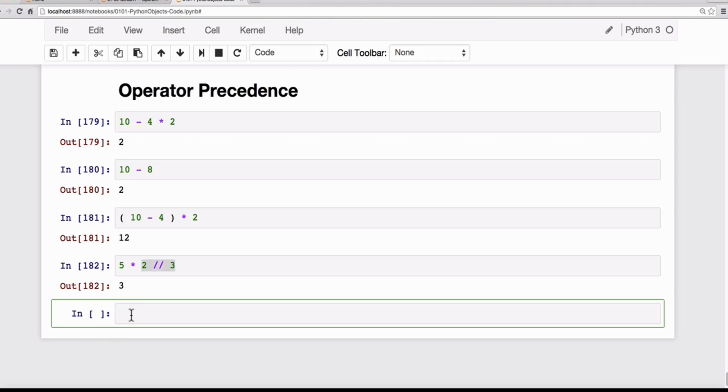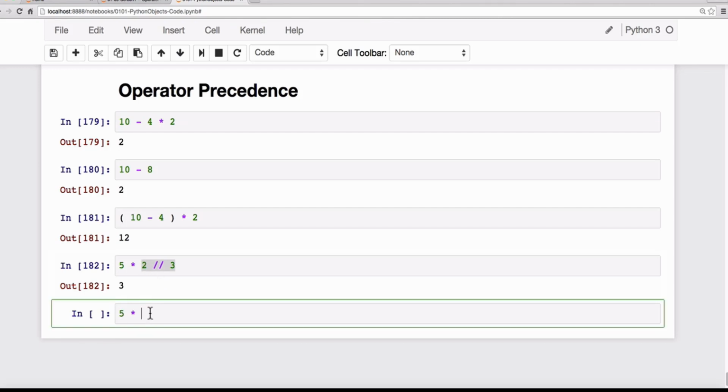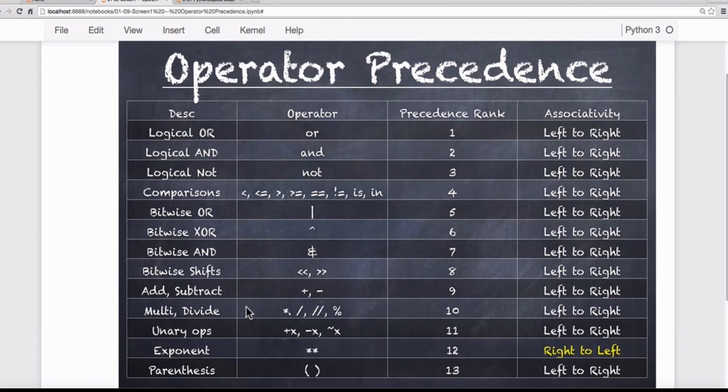Suppose you want to force the second part of this expression to be evaluated first, then you have to put it in parentheses. That will result in the value 0. Almost all the operators have left to right associativity, except the exponentiation, the power operator, which has right to left.